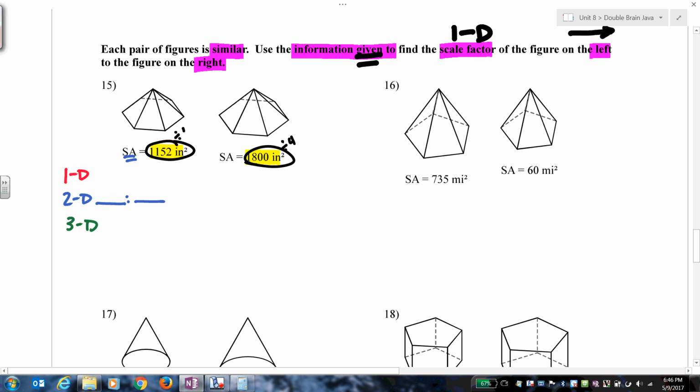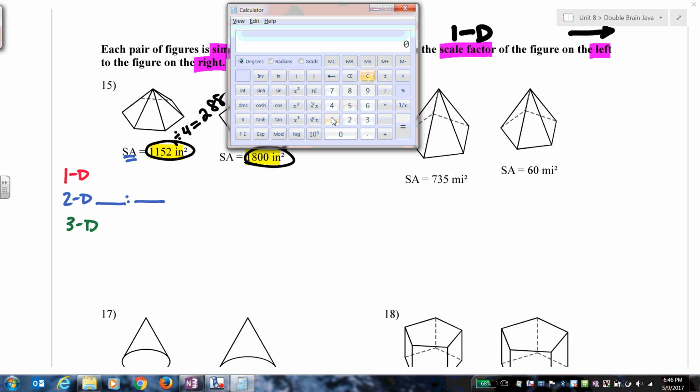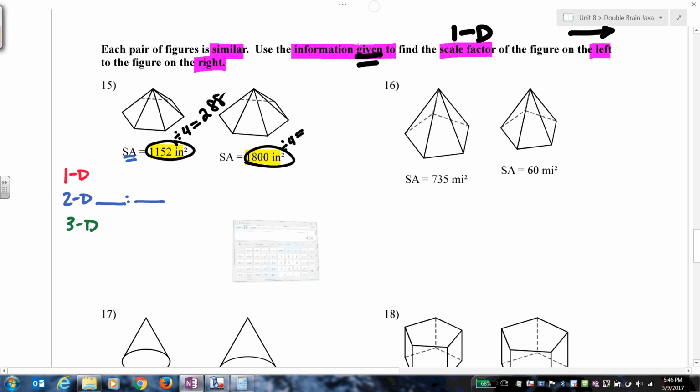Let me keep my divide by 4, and I got 288. Dividing by 4 for 1800, and I get 450. I'm still going to reduce here. So let's see what else we can reduce. I know they're both even, so I'm going to divide by 2.